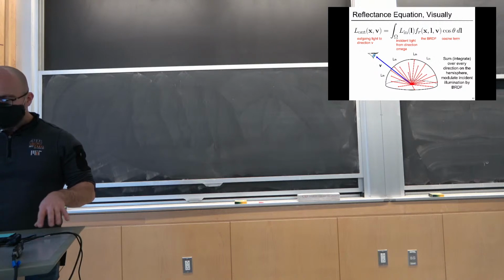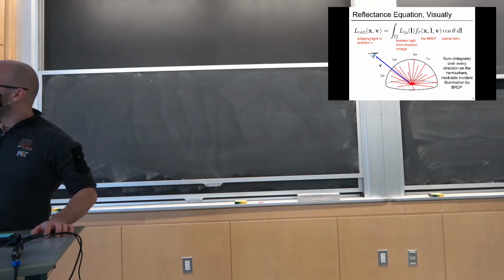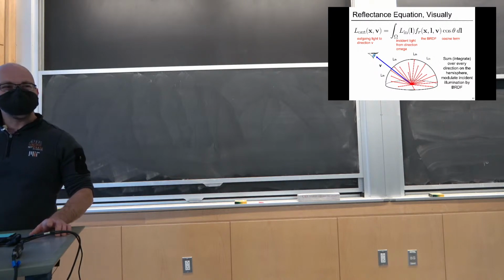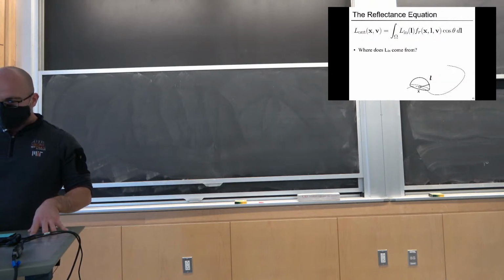Okay. Here's the problem, though. We have no light sources in this equation, right? So if every point behaves like this one, then our whole scene would be black, right? We haven't actually talked about what it means to be a light source. So we've got to account for that.